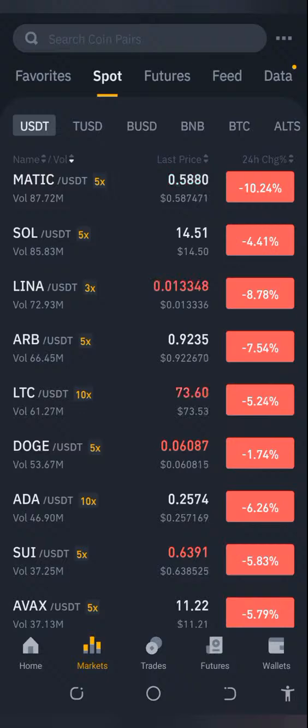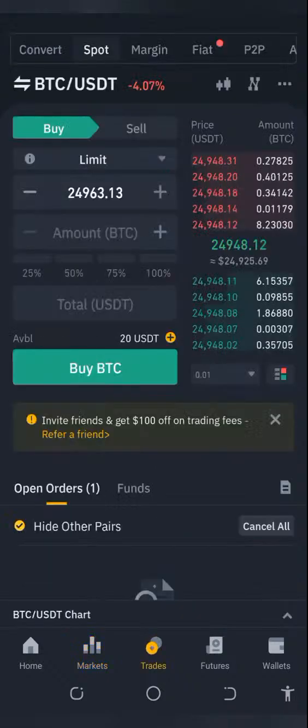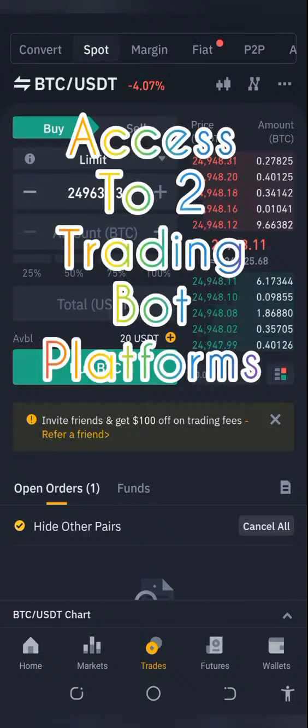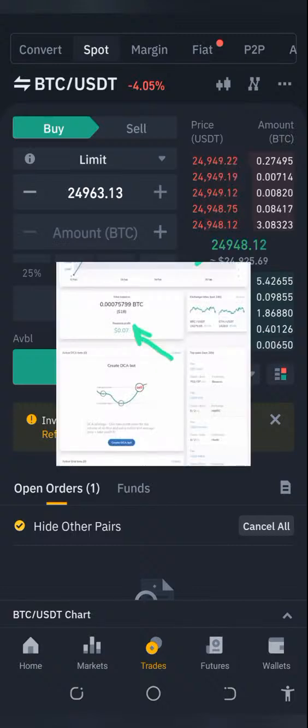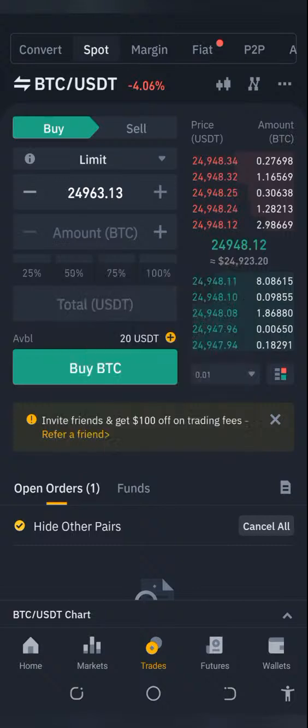Next off, we're going to give you access to 2 trading bot platforms. I'm going to show you a screenshot of one of our students. I'm sure you can see it on the screen right now, of one of our students who used one of these trading bots and made money. It's just an example to let you know that you don't even have to pay a dime to make money using any of these platforms.